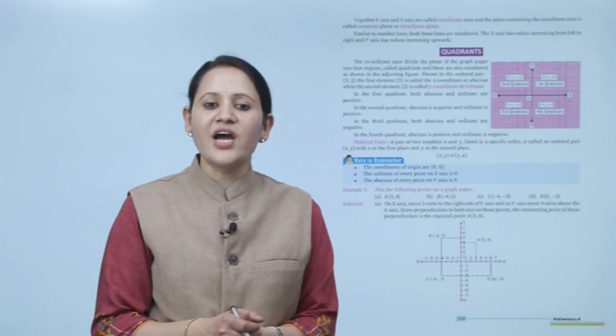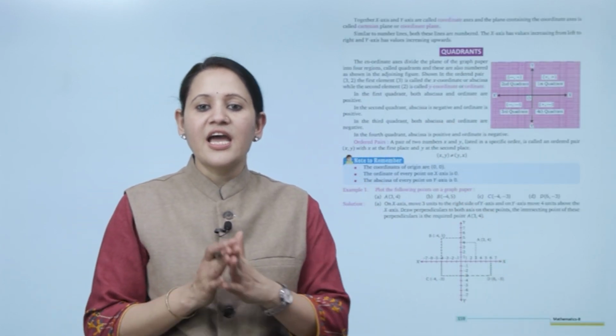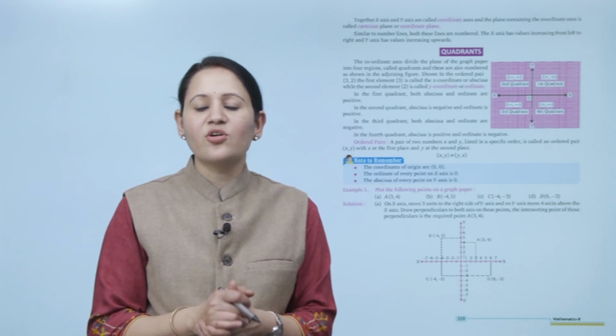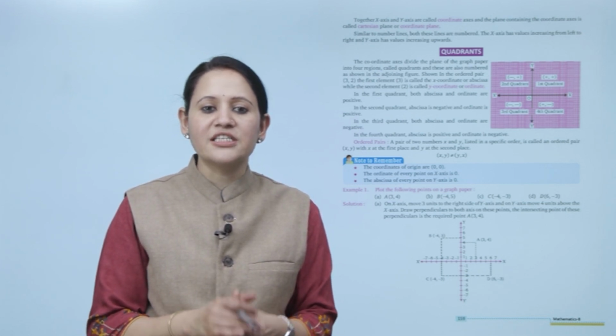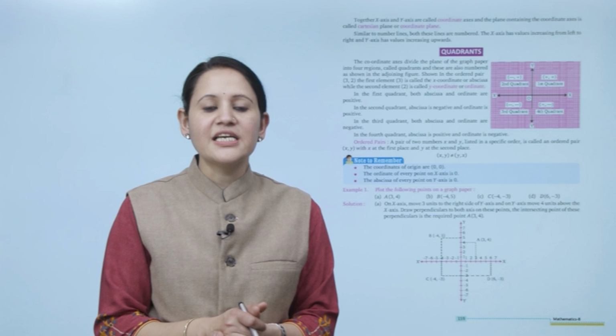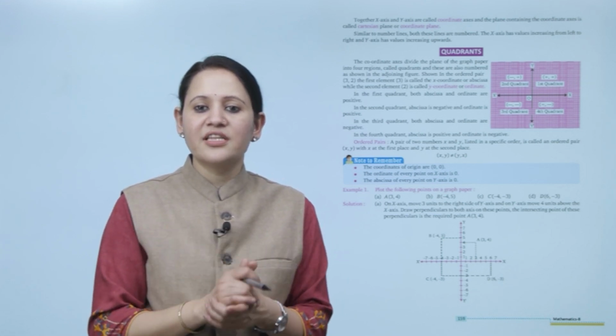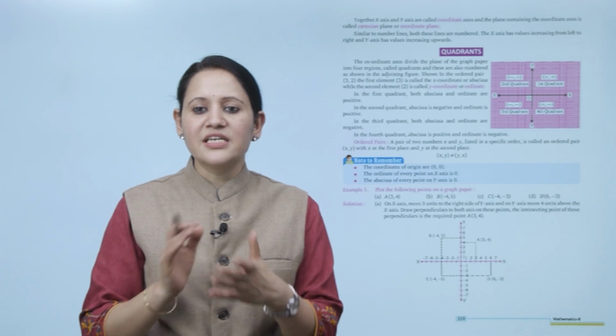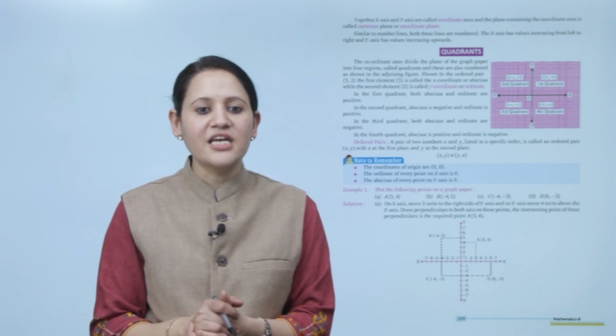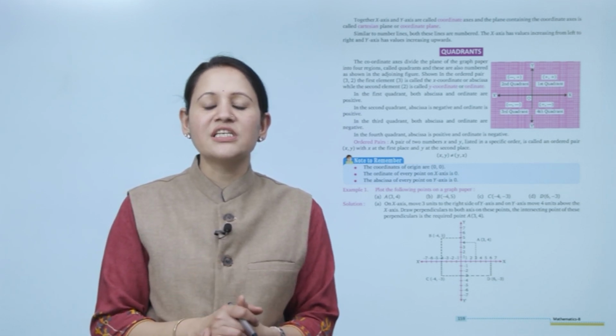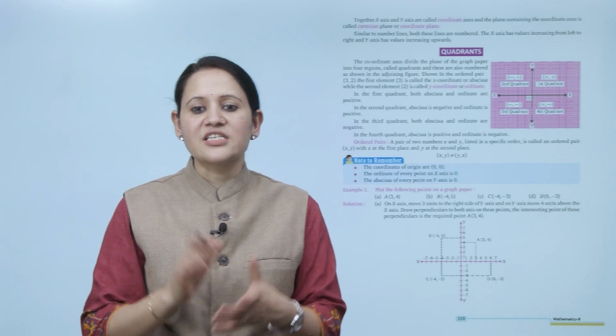Together, the x-axis and y-axis are called coordinate axes, and the plane containing the coordinate axes is called the Cartesian plane or coordinate plane. Similarly, on number lines, both of these lines are numbered. The x-axis has values increasing from left to right, and the y-axis has values increasing upward. Next is quadrants.